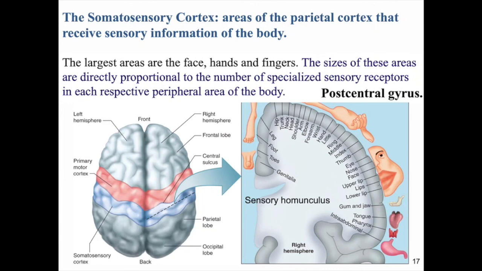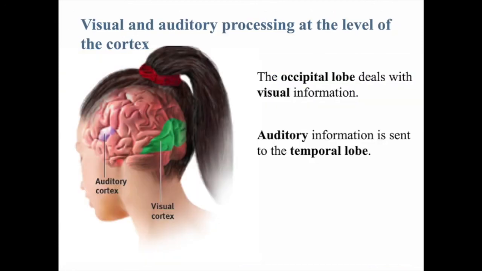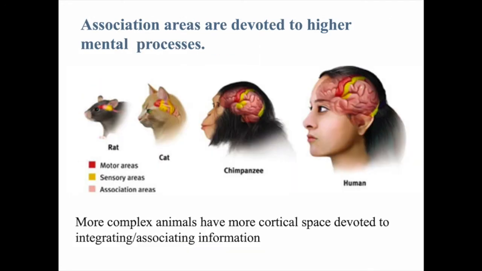The two last primary areas I would like to talk about are the occipital cortex for visual information, but the occipital cortex will have primary and association areas for vision, and the auditory cortex, which is in the temporal lobe. All the rest of the brain is thought to be devoted to several functions and form association areas.